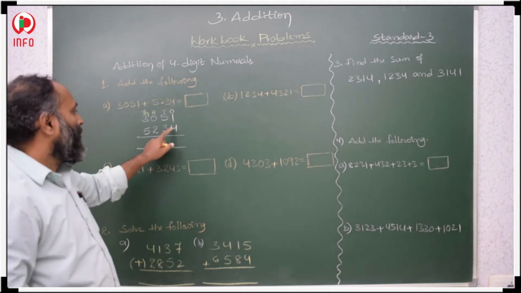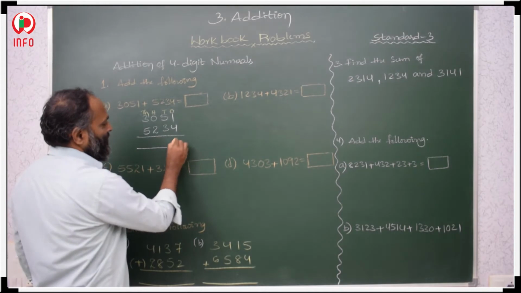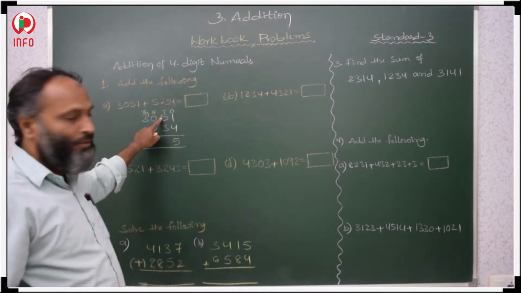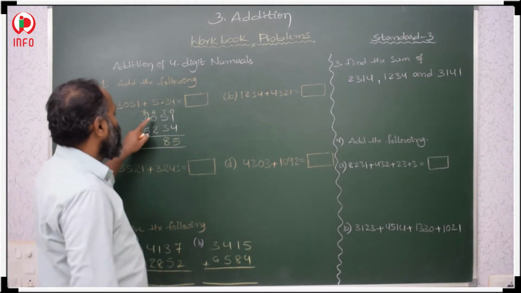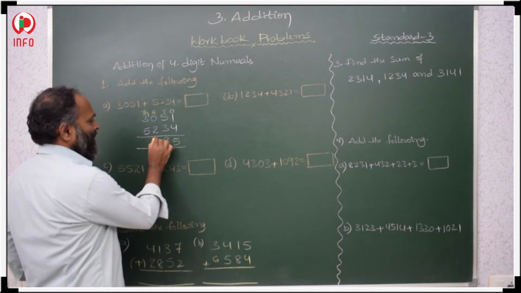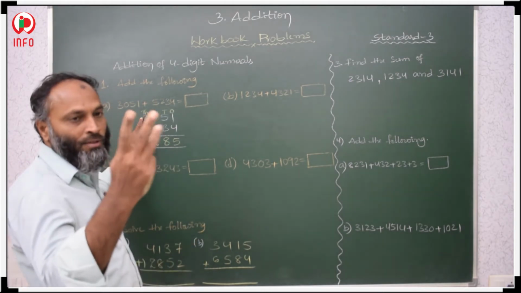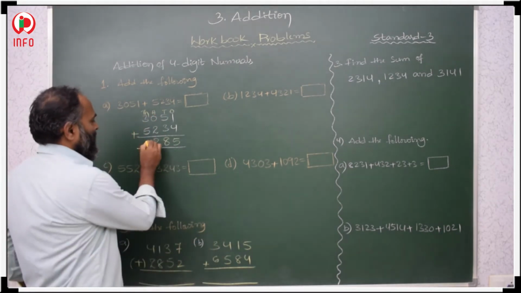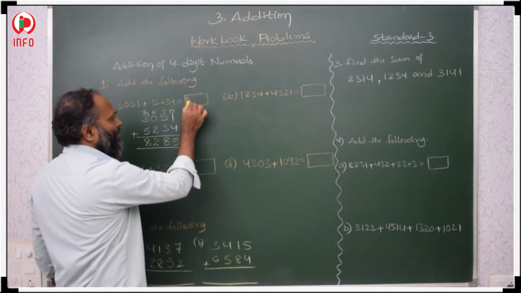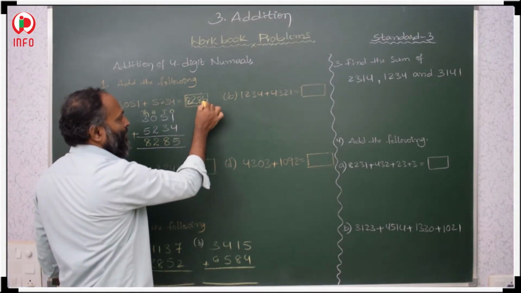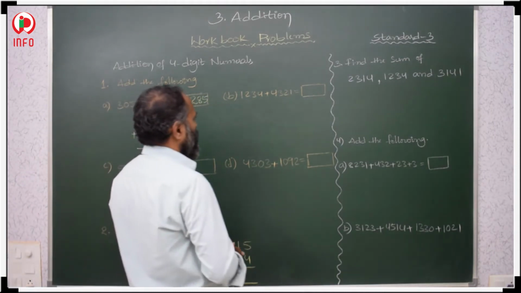Now you add 4 plus 1. 4 plus 1 is 5. 5 plus 3, 5, 6, 7, 8. 0 plus 2 is 2 only. The same number we will get. 3 plus 5, 3, 4, 5, 6, 7, 8. The answer is 8285. Now, the next question.